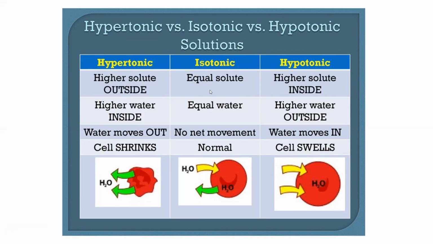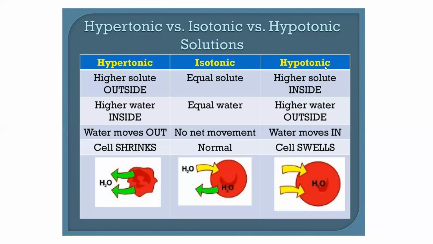In an isotonic environment, like saline, like you would get if you get any sort of injection, or if you use eye contact solution, that's going to be isotonic, where you're going to have equal amounts of solute inside the cell and outside the cell, equal amounts of water. So there will be water moving both ways, but you won't see any change to the cell. The cell's just normal. Whereas hypotonic, I like thinking of hypo like hippo.